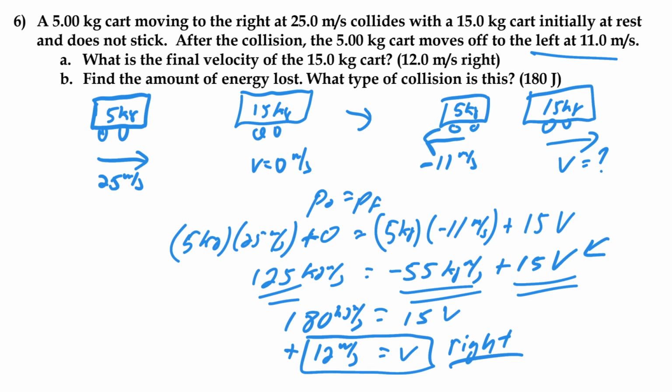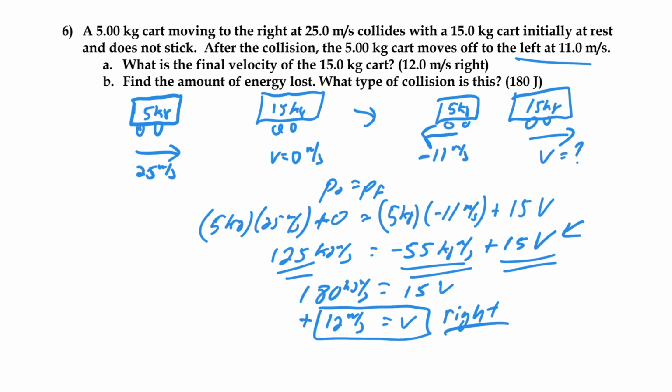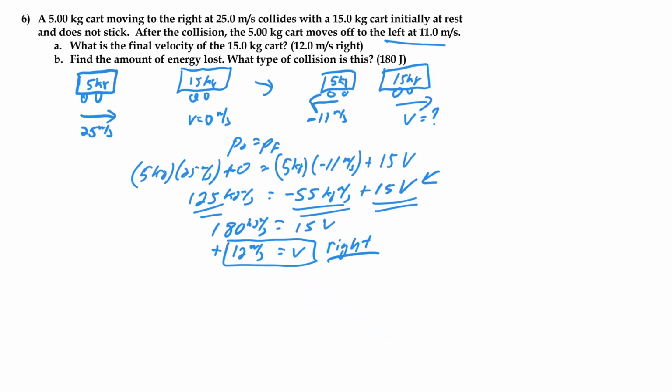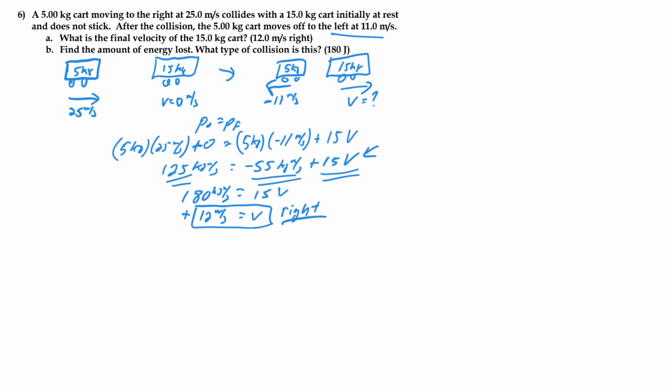So notice this time it doesn't stick, so we want to figure out what type of collision it is. To do that, we're going to do our kinetic again, compare our kinetics. This time, though, we actually don't know if it's completely elastic or partially inelastic. So we're going to kind of compare the kinetic energies. So the first one, we have 1/2 times 5 times 25 squared, so what is that? 0.5 times 5 times 25 squared. So the first one has a starting energy of 1,562.5 joules.